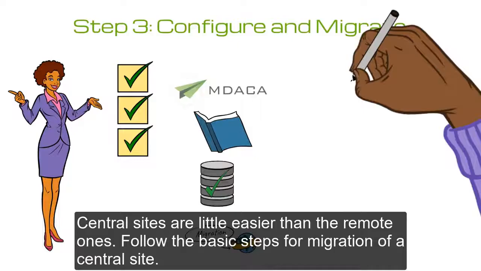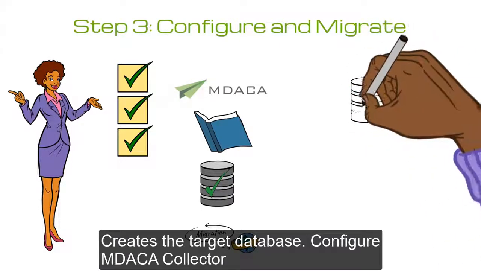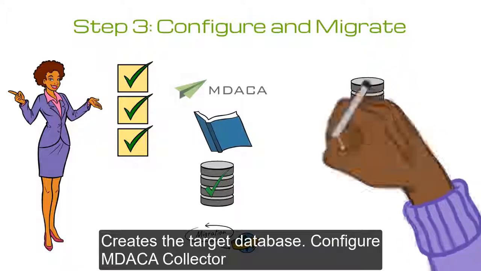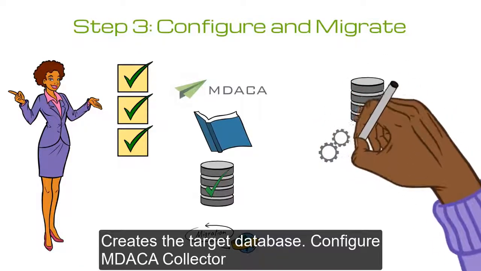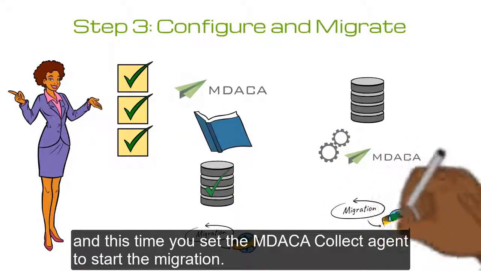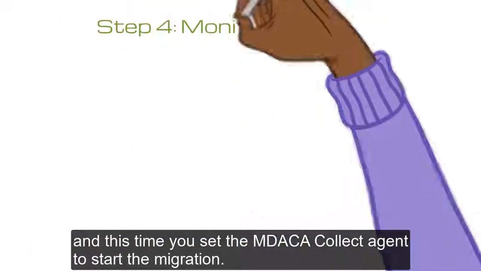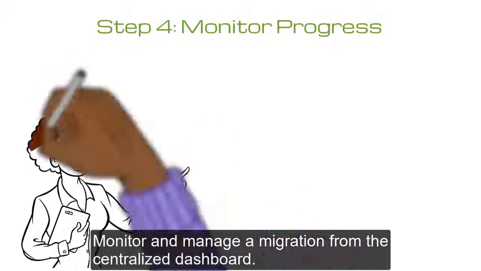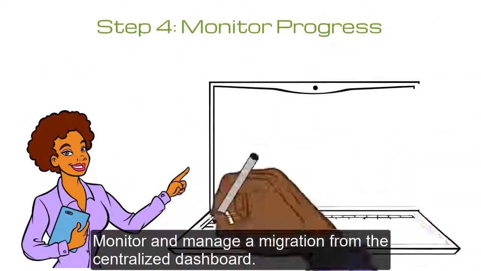Central sites are a little easier than the remote ones. Follow the basic steps for migration of a central site. Create the target database, configure MDACA collector, and this time you set the MDACA collector agent to start the migration. Monitor and manage your migration from the centralized dashboard.